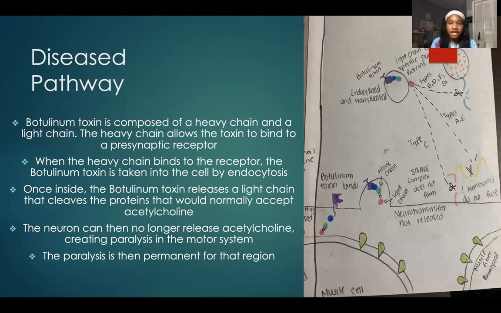And the disease pathway, that includes the toxin. So the toxin is composed of a heavy chain and a light chain. And the heavy chain allows the toxin to bind to a presynaptic receptor. When the heavy chain binds to the receptor, the botulinum toxin is taken into the cell by endocytosis. Once it's inside, the toxin releases a light chain that cleaves the proteins that would normally accept acetylcholine. And then the neuron can no longer release acetylcholine, which creates paralysis in the motor system.